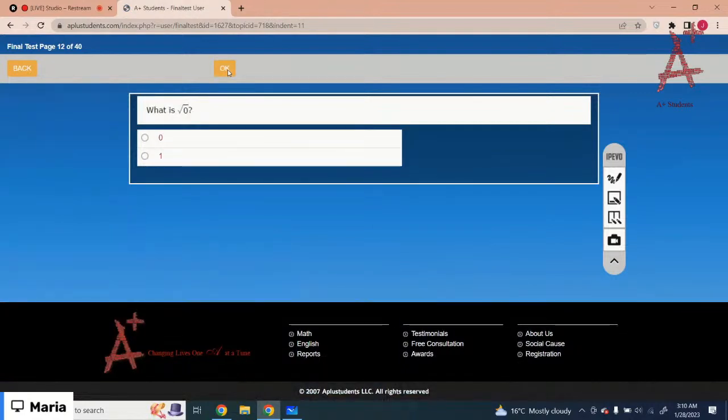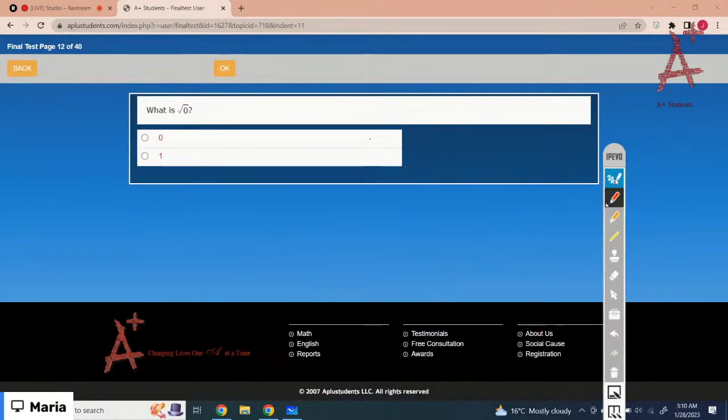So what is square root 0? Square root 0 equals, yes, it would be 0. Okay, you can complete the test by yourself later today.